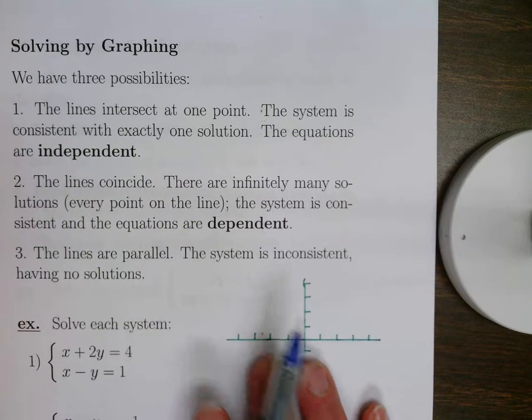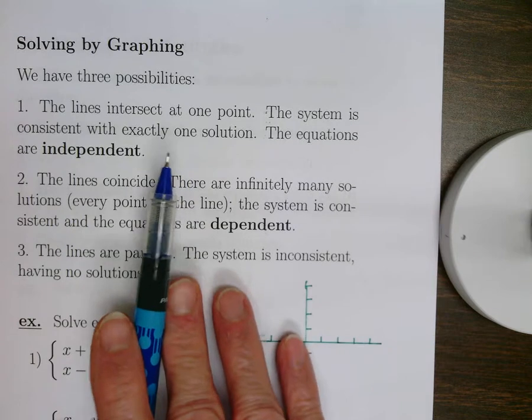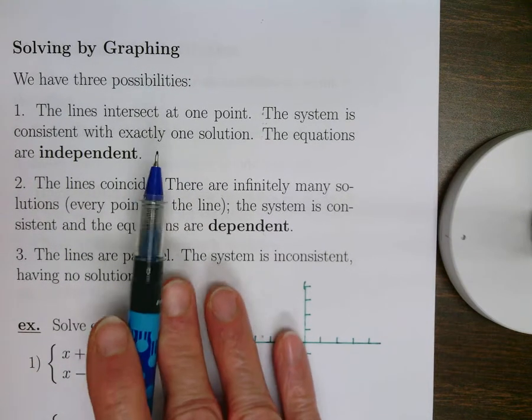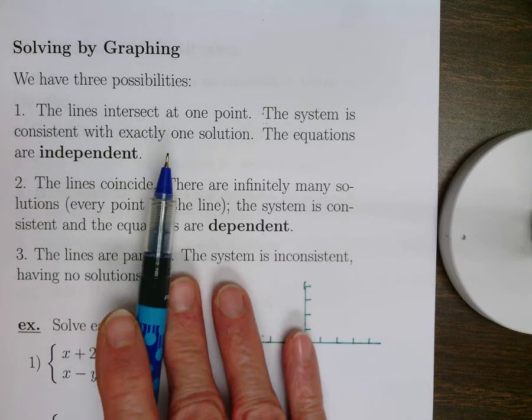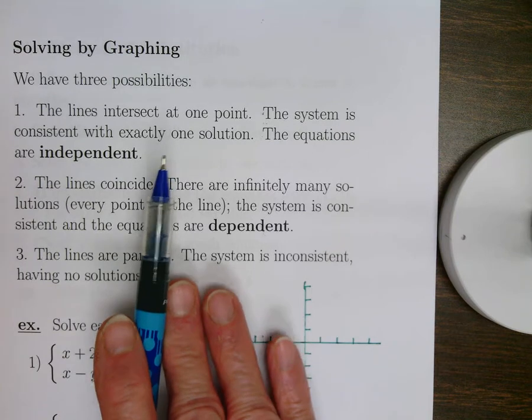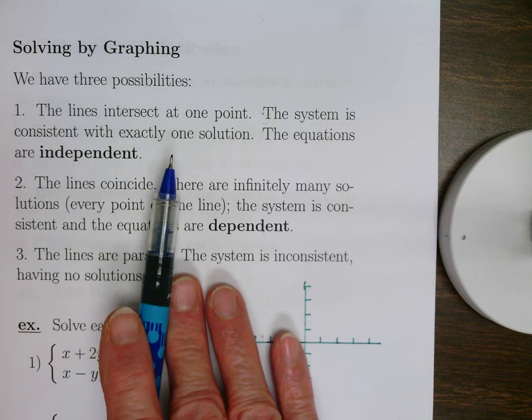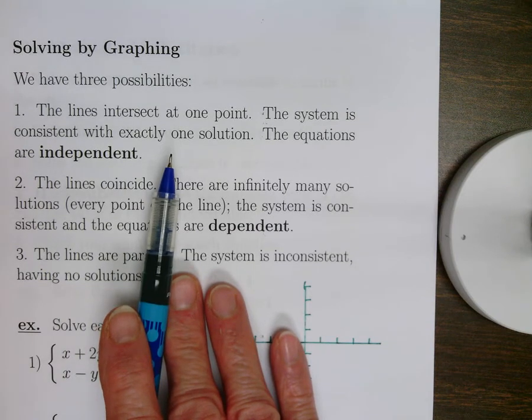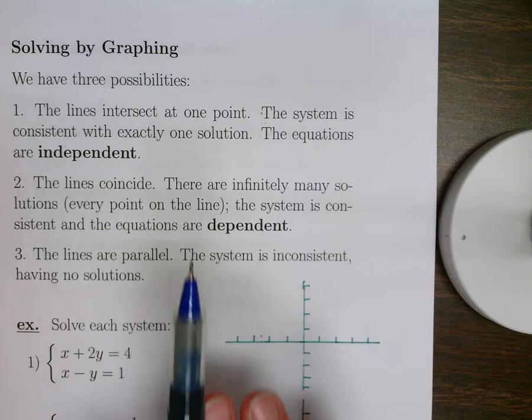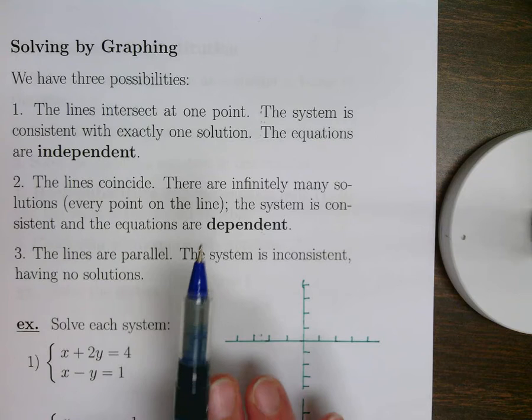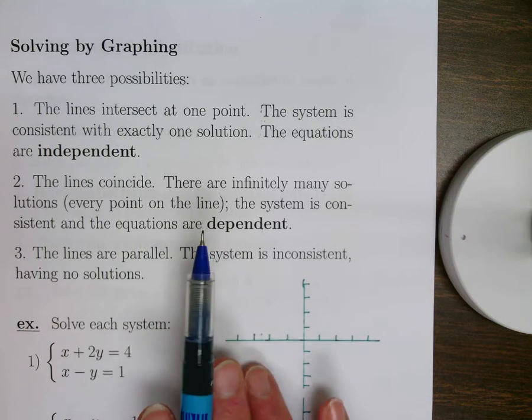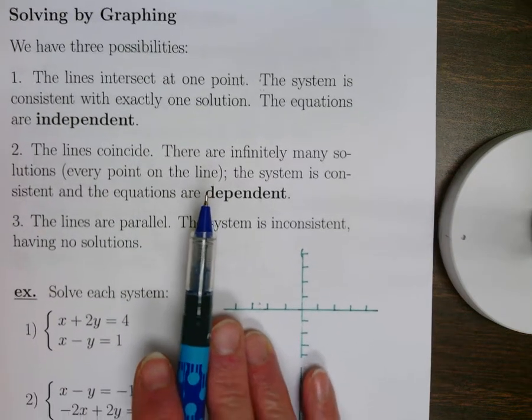How do we solve equations? Well, if we're thinking of a linear system, that's two lines, so think of pictures. If you've got two lines, one possibility is that they intersect at one point. Then there's going to be exactly one solution, and the equations are independent. They're two totally independent lines that happen to intersect at one point, and there will be one solution.